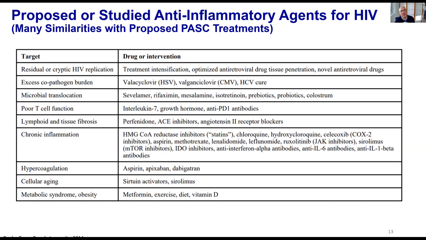But if you can reduce pathogen co-burden, if you can reduce microbial translocation, if you can mute down chronic inflammation that happens from chronic viral persistence, then perhaps many of these symptoms and even potential physiologic sequelae can be reversed or mitigated. And so I think it's very interesting to see that many of the drugs on this list are actually similar to what folks are proposing in terms of clinical studies in long COVID and PASC.